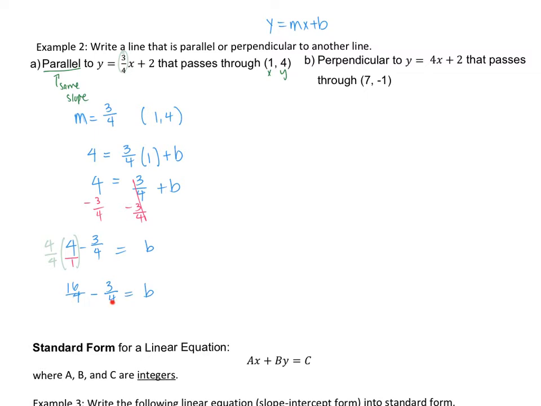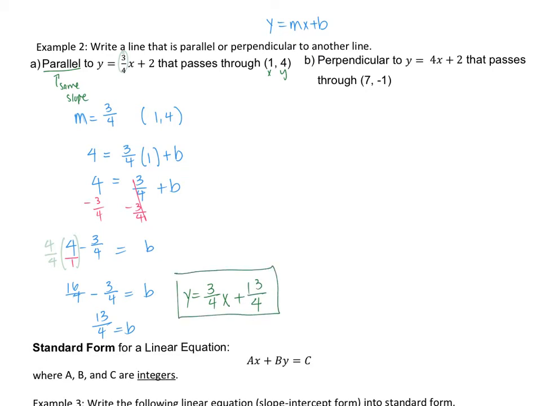Now, if the denominator is the same, I can subtract the tops from each other. So 16 minus 3 is 13 over 4. And I can't reduce this fraction because 4 doesn't divide into 13 easily. So in this case, I am going to use this as my intercept. I have my b, I have my slope. I can plug everything in now to make my formula. So my equation is going to end up being y = 3 over 4 x plus 13 over 4, which was my y-intercept. And there we go.